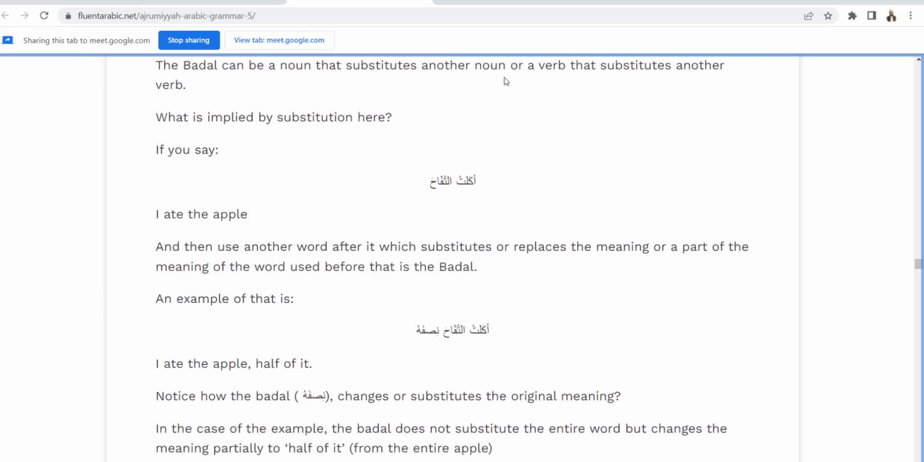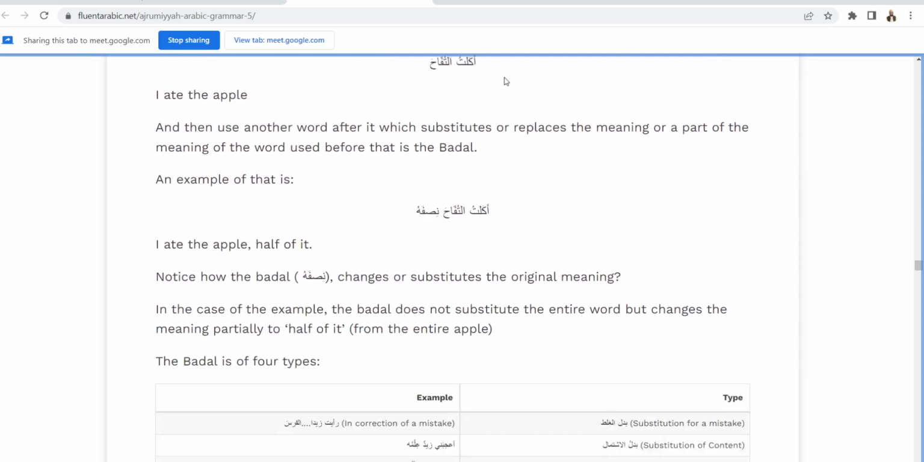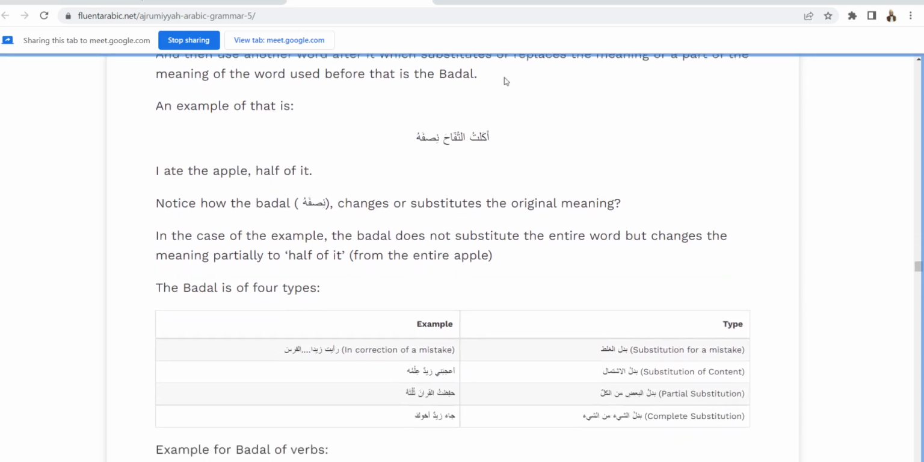now we will explain it. We will take more examples. أكلت التفاحة is substitution. Noun from noun. All from all. التفاحة نصفه. Apple, half of it. So نصفه is partial substitution.